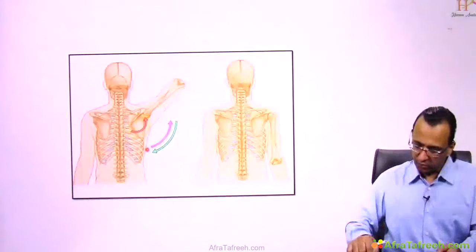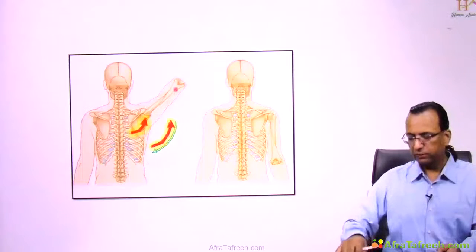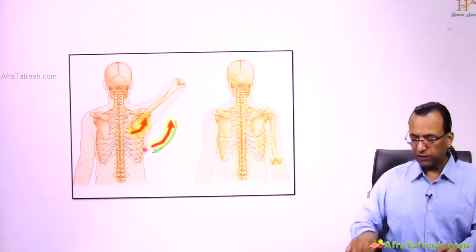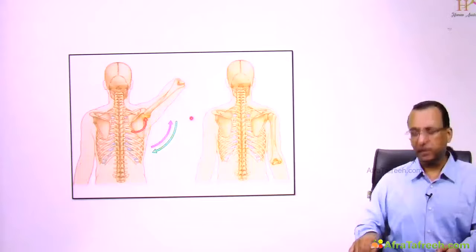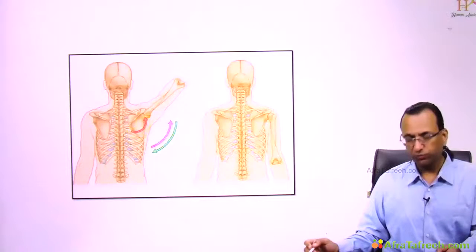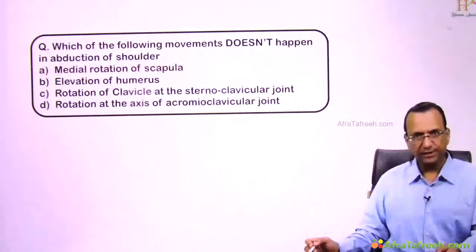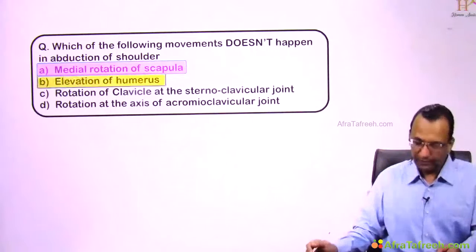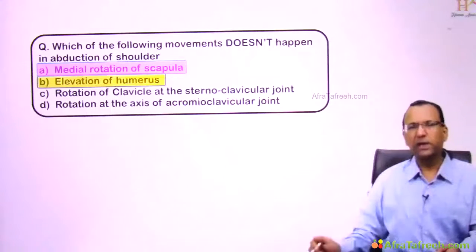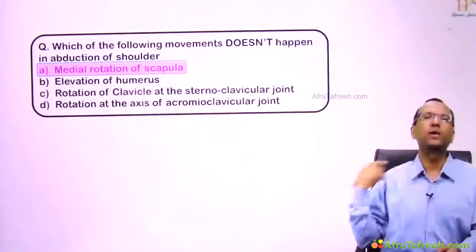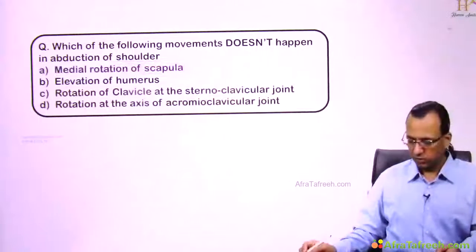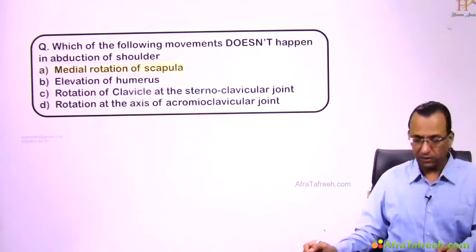Because when we are elevating the humerus, which is called shoulder abduction, you are having lateral rotation of the scapula, basically done by the serratus anterior and trapezius muscles. So it is lateral and not medial? Yes, that is the answer. Because elevation of the humerus is, of course, needed if you do shoulder abduction. And of course, the sternoclavicular joint and the acromioclavicular joint are both working when we are doing shoulder abduction. So this remains the answer.